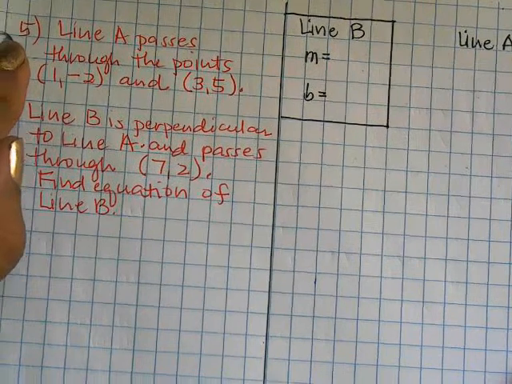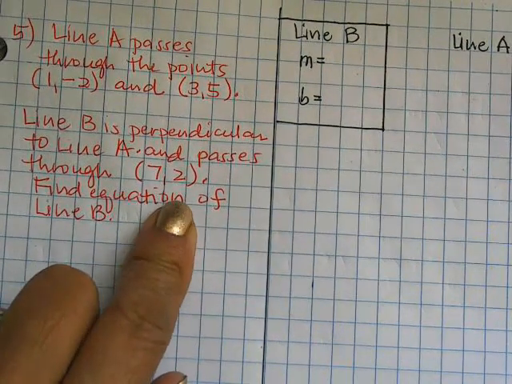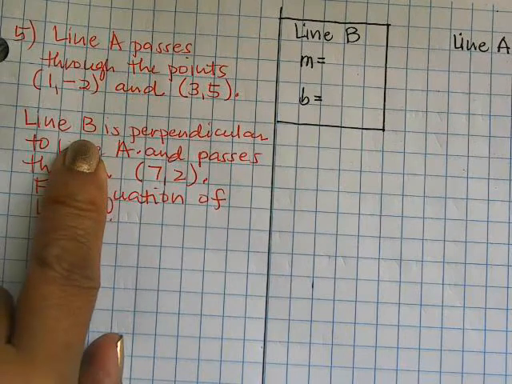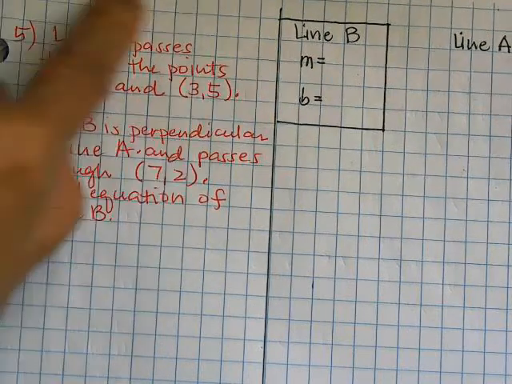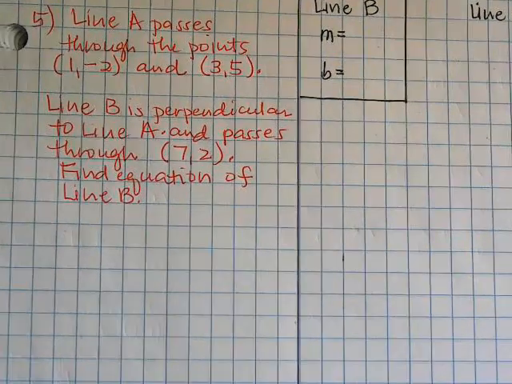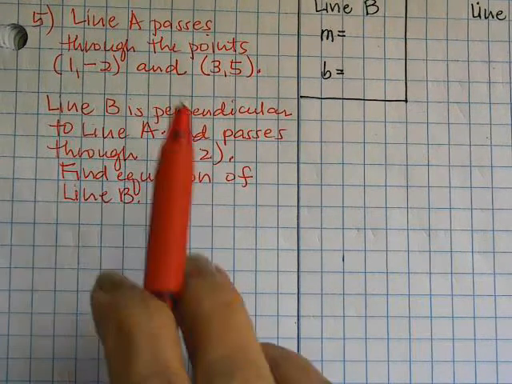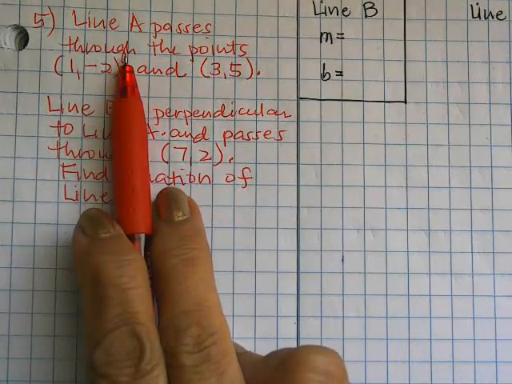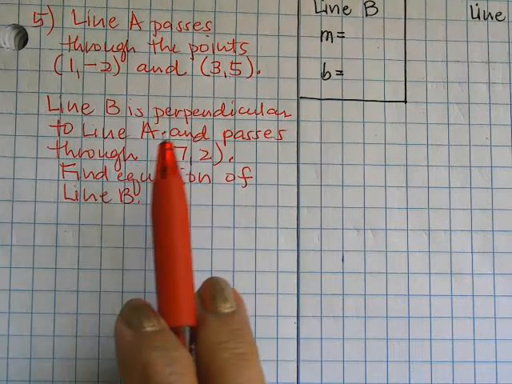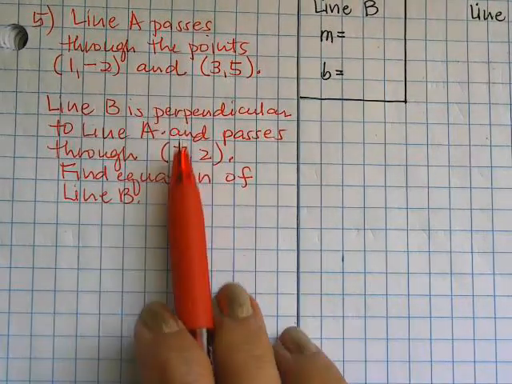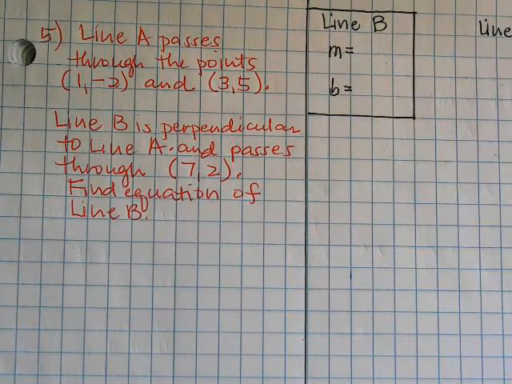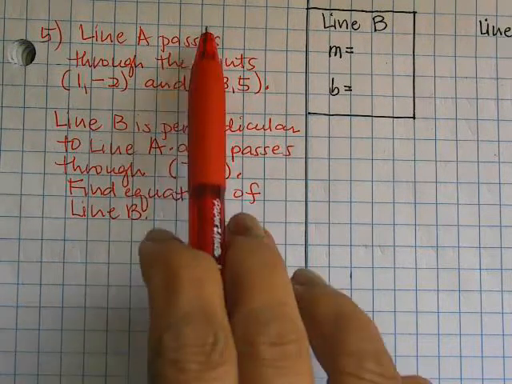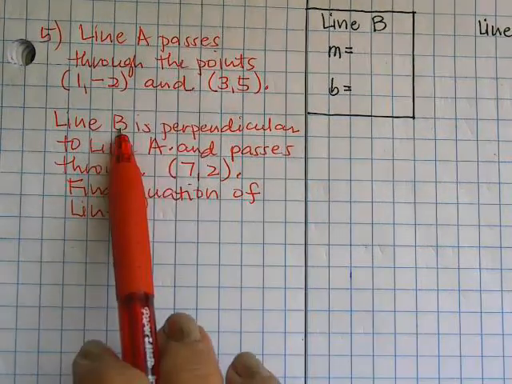Okay, so they are perpendicular. So I have to find the slope of line B, but I'm going to do that by using this information here. So this is our thought process. If only I can find the slope of line A, then knowing that the slopes of perpendicular lines are opposite in sign and reciprocal of each other, I can find the slope of line B.